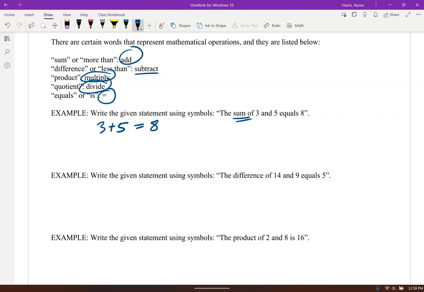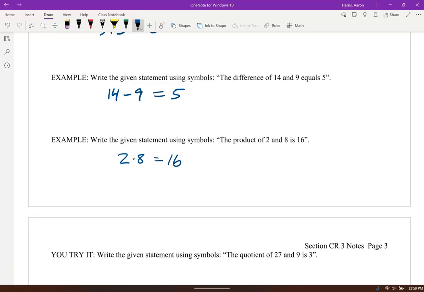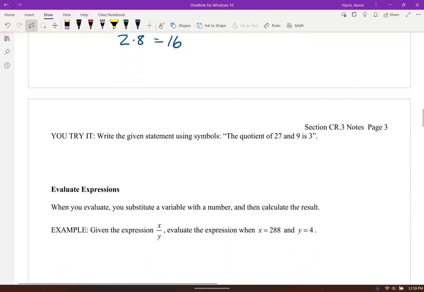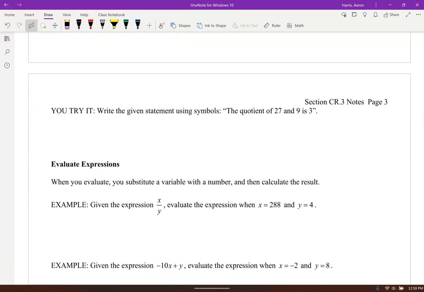Let's go ahead and do the difference of 14 and 9. Difference meaning subtract. The difference of 14 and 9 equals 5. The product meaning multiply. The product of 2 and 8 is, meaning equals, 16. Go ahead and type that one into the chat box for the you try it. The quotient of 27 and 9 is 3. The quotient of 27 and 9 equals 3.